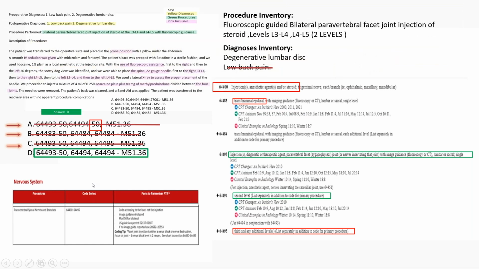And the correct one is option D, 64493 with a 50 modifier. We appended the 50 modifier to the primary procedure parent code. That's as per the guidelines. And for the secondary second level, we used quantity 2, that is 64494 two times. And the diagnosis will be M51.3. I hope that helped.